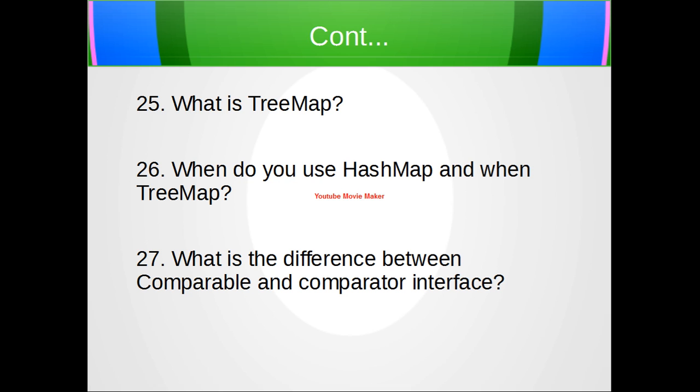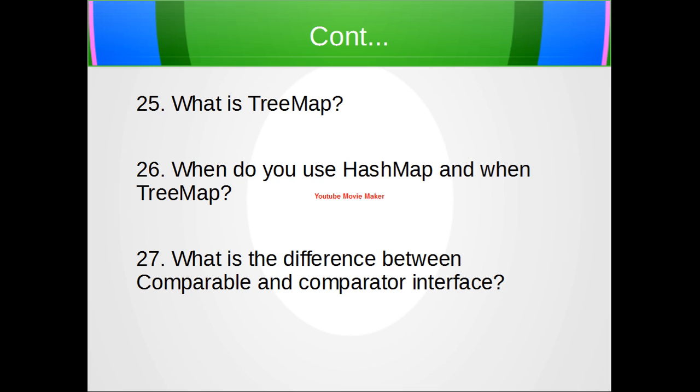So as of now, the difference between comparable and comparator. Comparable uses the compareTo method. It is necessary to modify the class whose instances are going to be sorted, and only one sort sequence can be created in comparable. It is frequently used by the API classes. Whereas comparator uses the compare method. A separate class can be created in order to sort the instances. Many sort sequences can be created, and it is basically used by third party classes to sort the instances. So this is the difference between comparable and comparator.